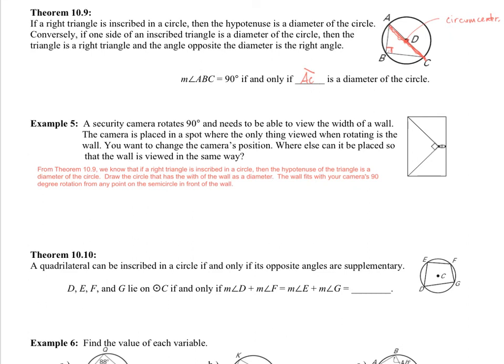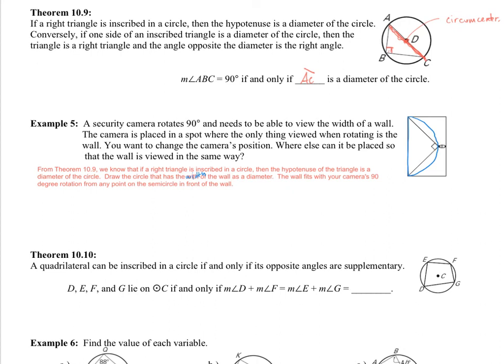So from Theorem 10.9, we know that if a right triangle is inscribed in a circle, then the hypotenuse of the triangle is the diameter of the circle. So draw the circle that has the width of the wall as the diameter. So this should be the width. And I could do this. The wall fits with the camera's 90-degree rotation from any point on the semicircle in front of the wall.